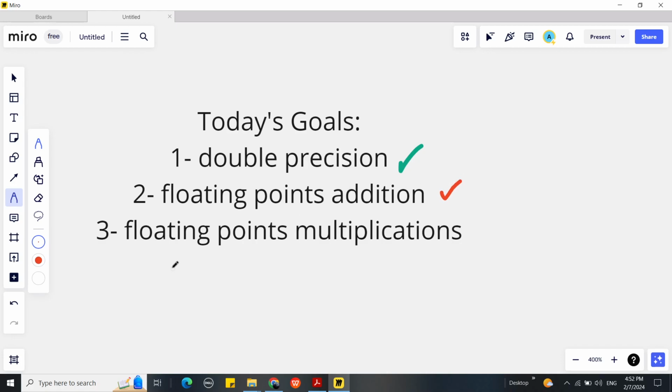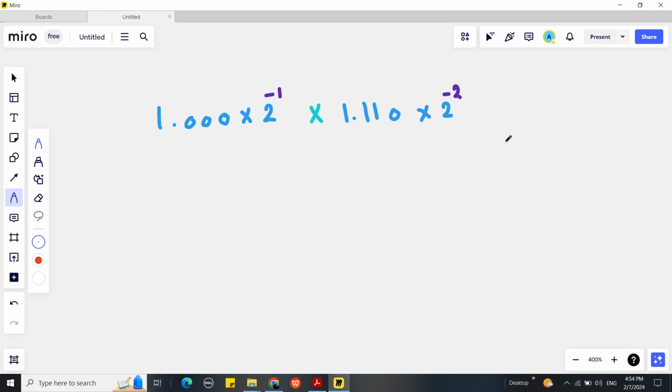Let's just get started with floating number multiplication, and we can end the video. Okay, now I have two floating numbers, 1.000 times 2 power negative 1. It's in scientific notation, and then I need to multiply it with 1.110 times 2 power negative 2. It also has the same scientific notation, with 2 power negative 2. And both numbers are in scientific notation. So now we can multiply them, but before we multiply them, we need to add the powers.